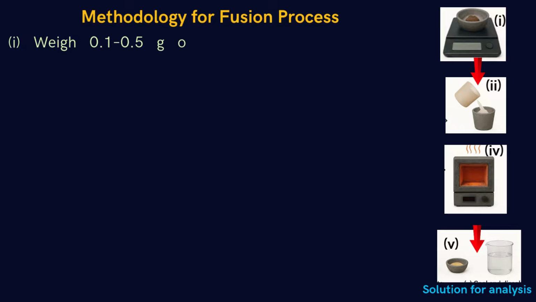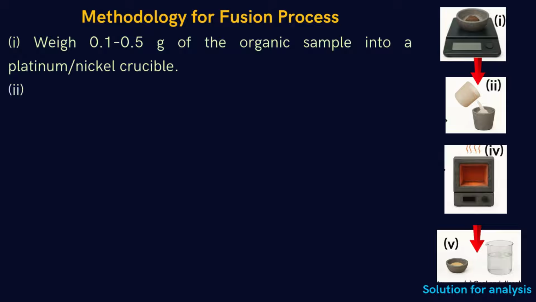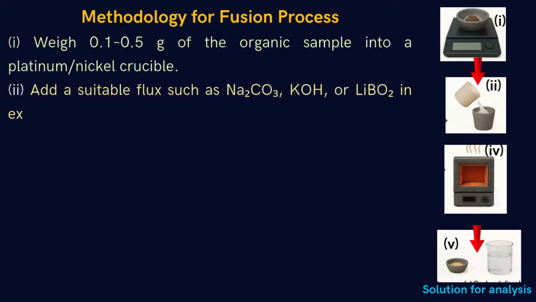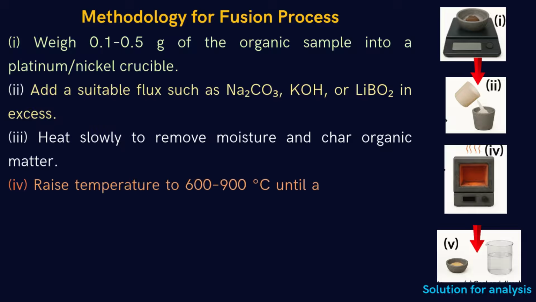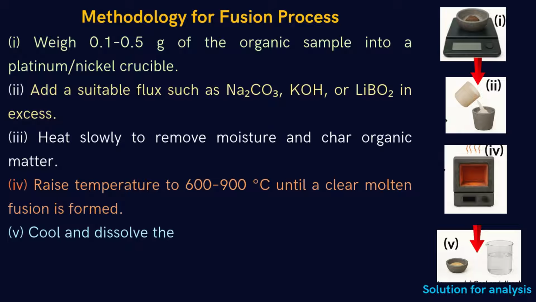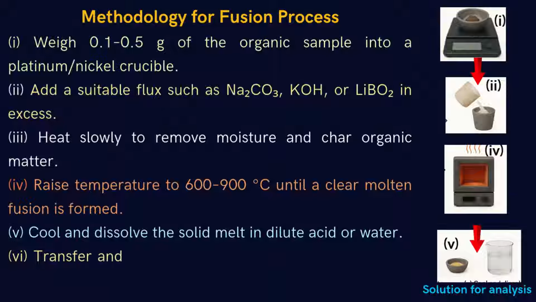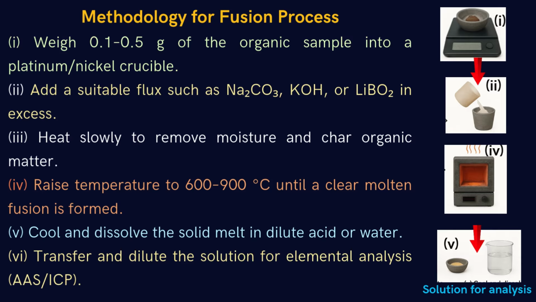First one is weigh 0.5 to 5 gram of the fine powder dried organic sample into a platinum or nickel crucible. Second one is, add a suitable flux such as Na2CO3, KOH, or LiBO2, in excess. Third one is, heat slowly to remove moisture and char organic matter. Fourth one is, raise temperature to 600 to 900 centigrade until a clear molten fusion is formed. Fifth one is, cool and dissolve the solid melt in dilute acid or water. Sixth one is, transfer and dilute the solution for elemental analysis, AAS or ICPOES.